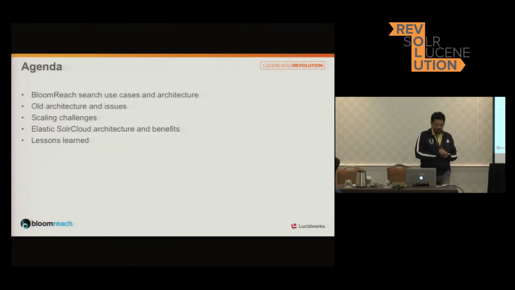So what can you expect from this talk? What are the search use cases at a much more granular level for what BloomReach is doing? What was the old architecture like? How did we start, what did we learn along the way, and how did we actually re-architect the system to fit our use cases? Again, some of it will be at a high level and some at a lower level, but please come find me offline if you have any more questions.